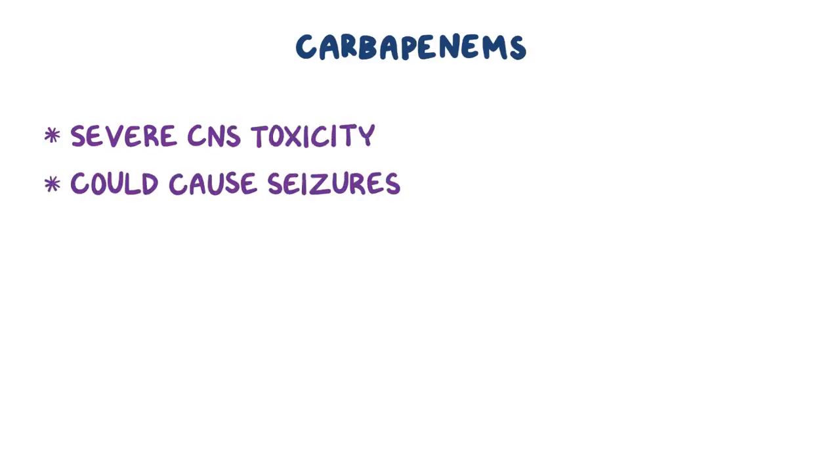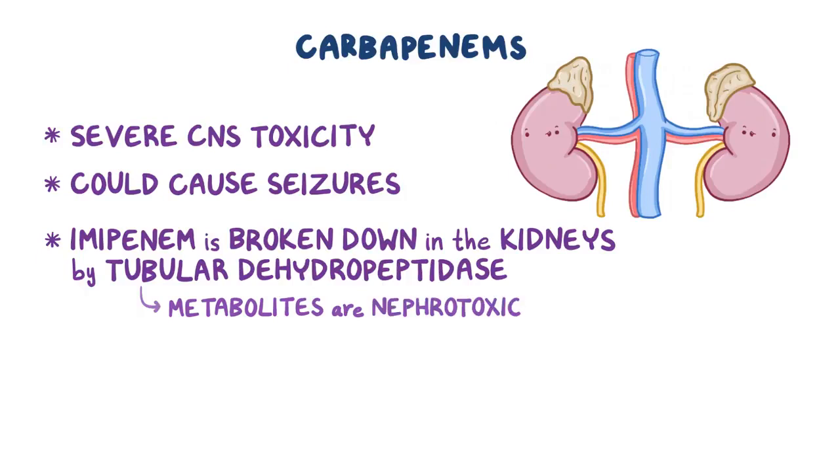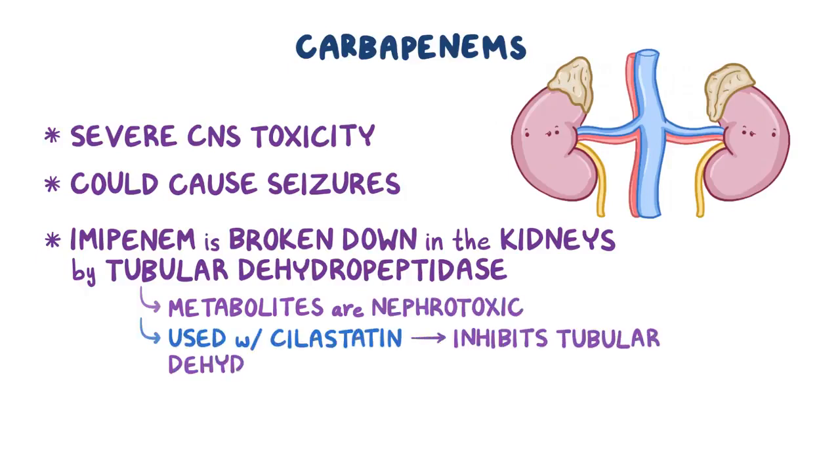These medications are only used when other antibiotics fail, since they have severe central nervous system toxicity and could cause seizures. Imipenem is rapidly broken down in the kidneys by tubular dehydropeptidase. To make things worse, the metabolites are also nephrotoxic, and that's why it's used with cilastatin, which inhibits the tubular dehydropeptidase.